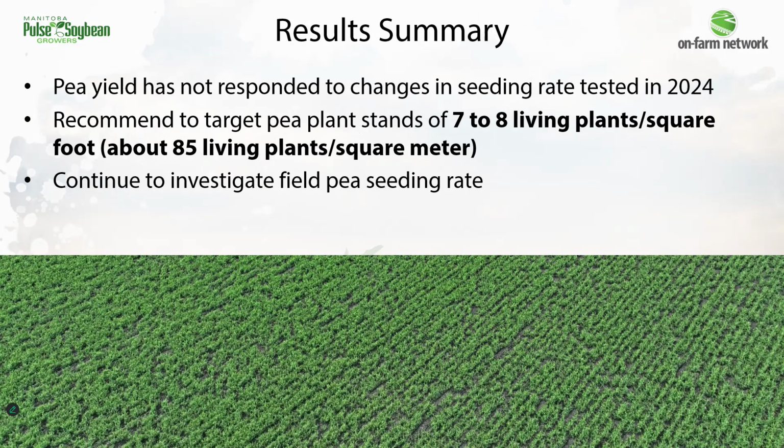So in summary, pea yield has not changed with changes in seeding rate at the field scale on farm to date. Seed survivability, or the amount of living plants established, has been lower than expected in peas, and we're interested in investigating that more over more growing seasons. Despite seeing decent yields with the lower plant stands, the recommendation still remains at targeting 7 to 8 living plants per square foot, or 85 living plants per square meter.